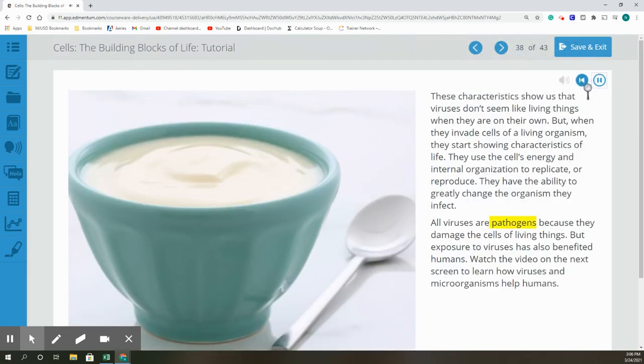These characteristics show us that viruses don't seem like living things when they are on their own, but when they invade cells of a living organism, they start showing characteristics of life. They use the cell's energy and internal organization to replicate or reproduce. They have the ability to greatly change the organism they infect. All viruses are pathogens because they damage the cells of living things. But exposure to viruses has also benefited humans. Watch the video on the next screen to learn how viruses and microorganisms help humans.